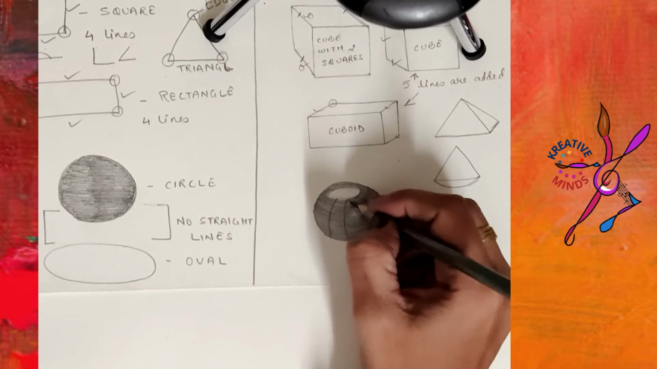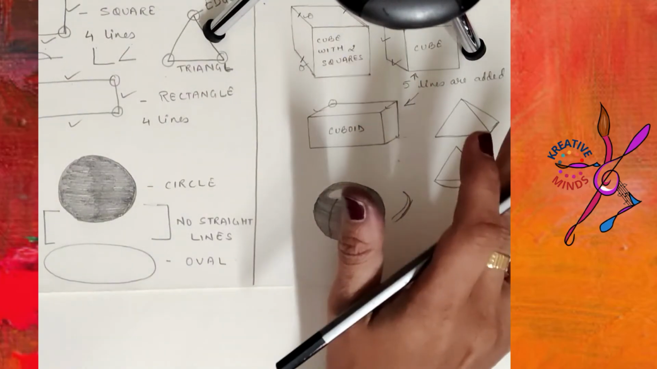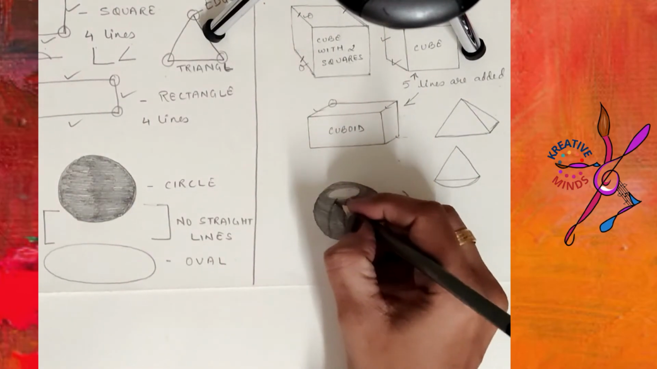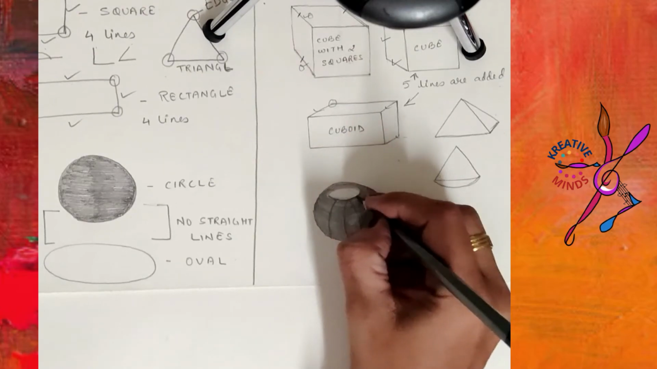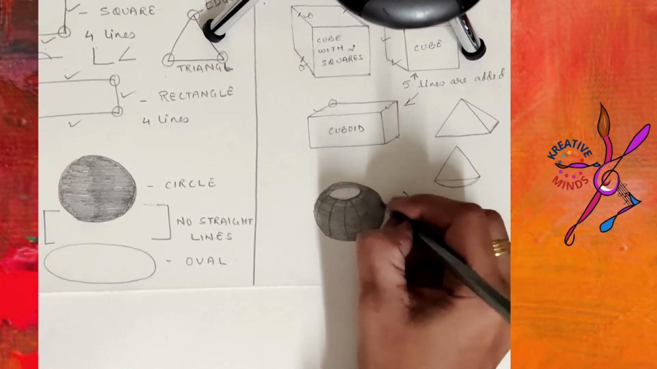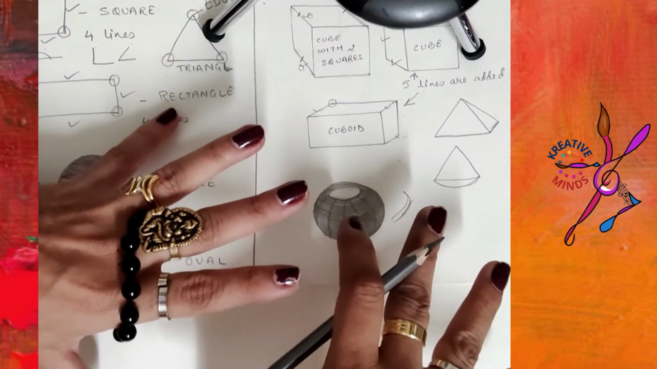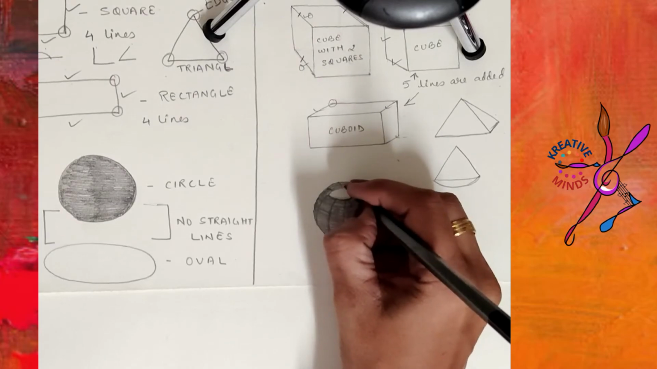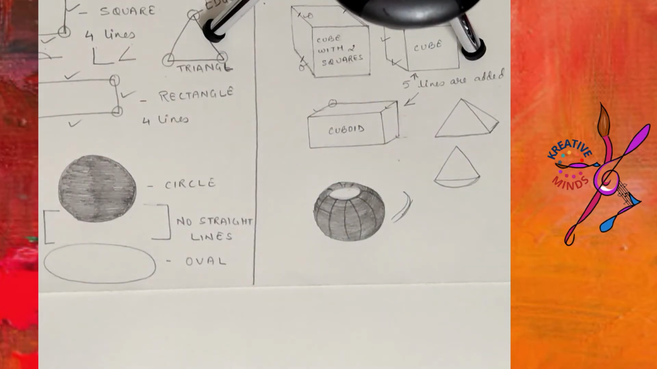I did colors inside. But I would like to tell everybody one thing. These lines are not getting added outside the object. It is on the object. Whereas in a cube or a rectangle or a triangle or a square, the lines are getting added around it, not in it. It was just an example.